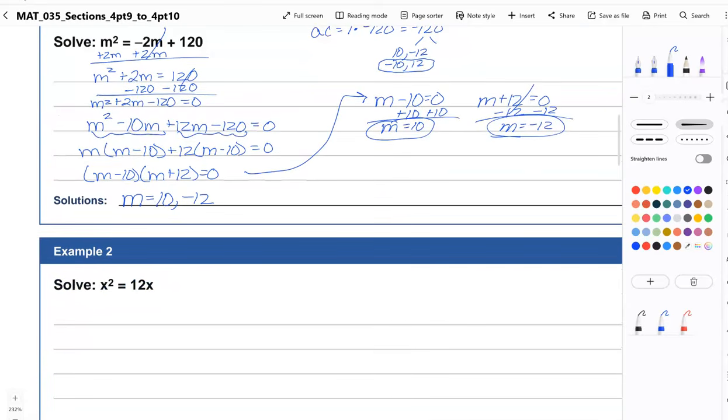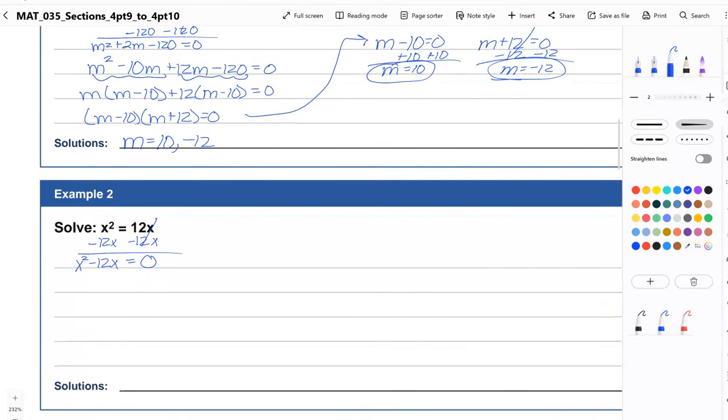Let's look at the next one. We have x squared is equal to 12x. We're going to do the same thing. We need everything on one side. So I'm going to subtract the 12x. And when I do that, on the right side, 12x minus 12x is a 0. On the left side, I have x squared minus 12x.